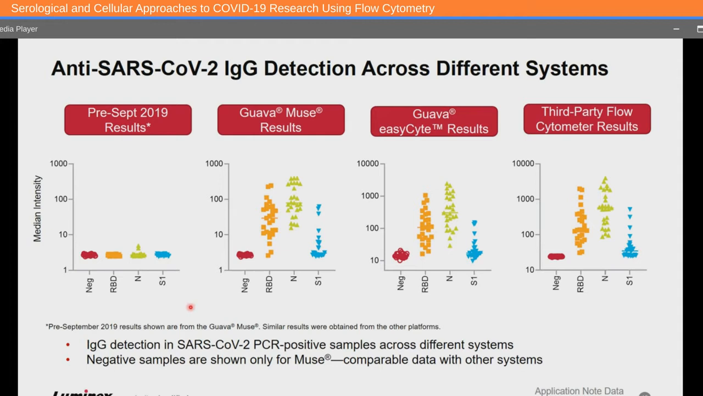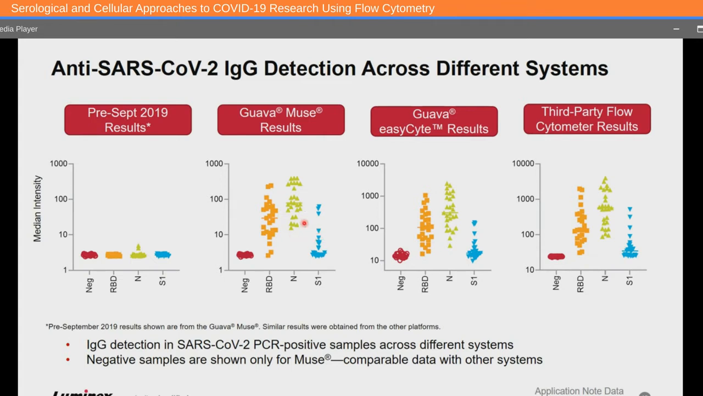As you can see in the plots, median intensity information is plotted for each of the bead populations. For negative samples, we notice that there's little or no response of the beads, minimal intensity being observed for each of these beads. And this data is shown only for the Muse Cell Analyzer, but similar results were obtained on the other system. For the positive samples, what we notice is that there is distinct intensity observed for 1 to 3 antigens for the different donors that were studied.